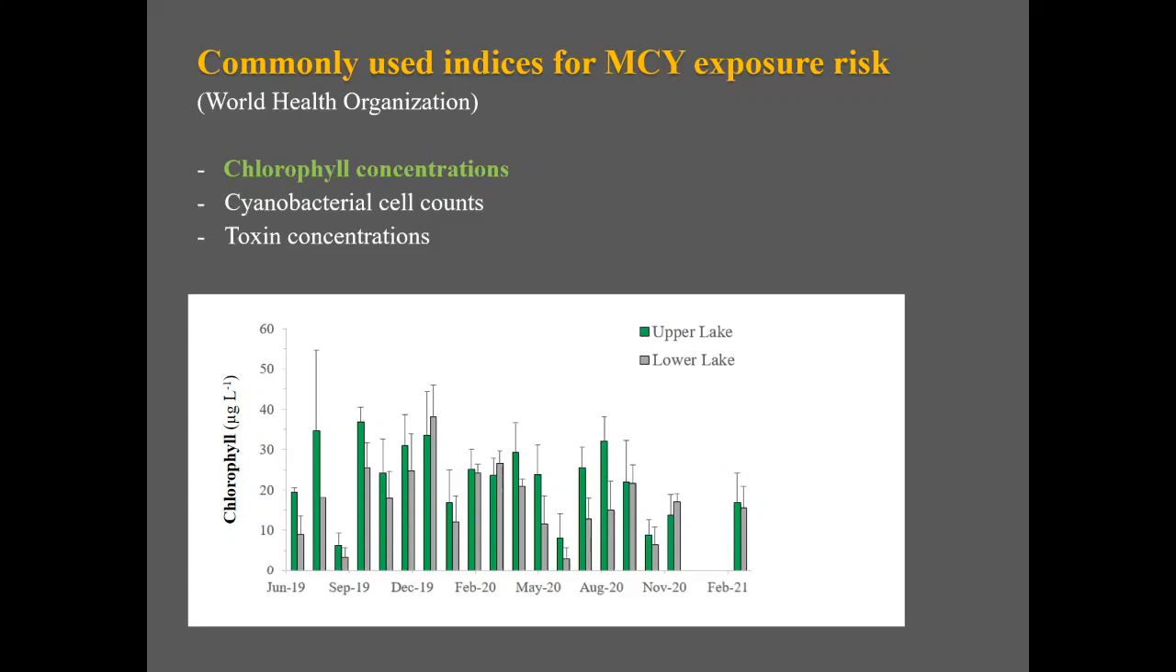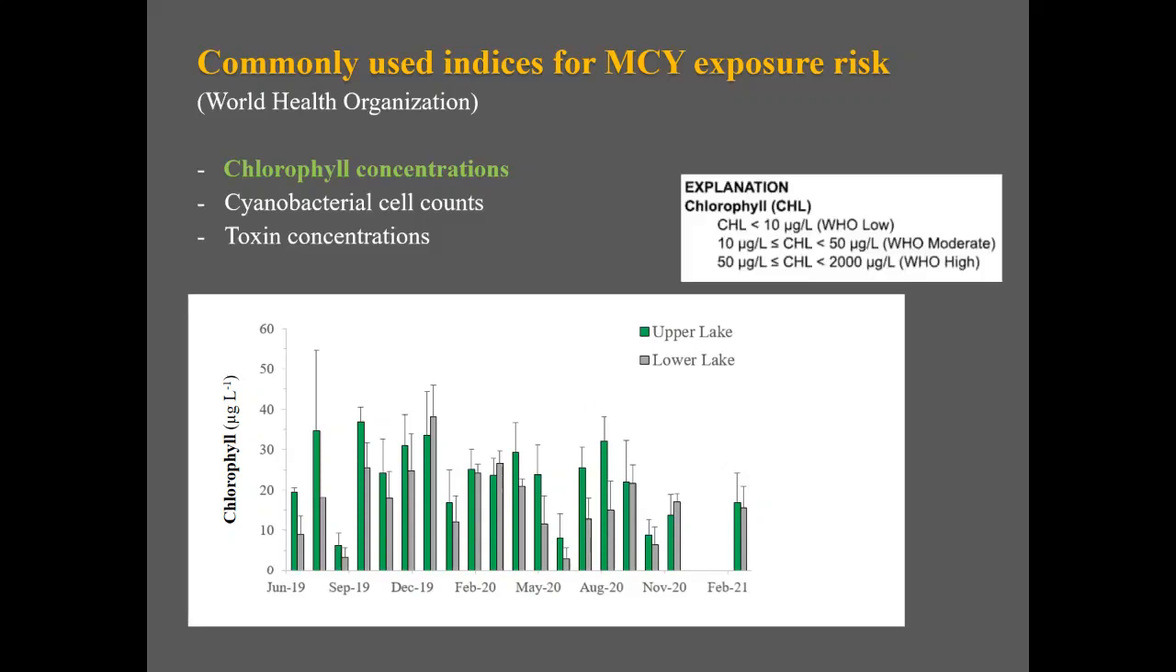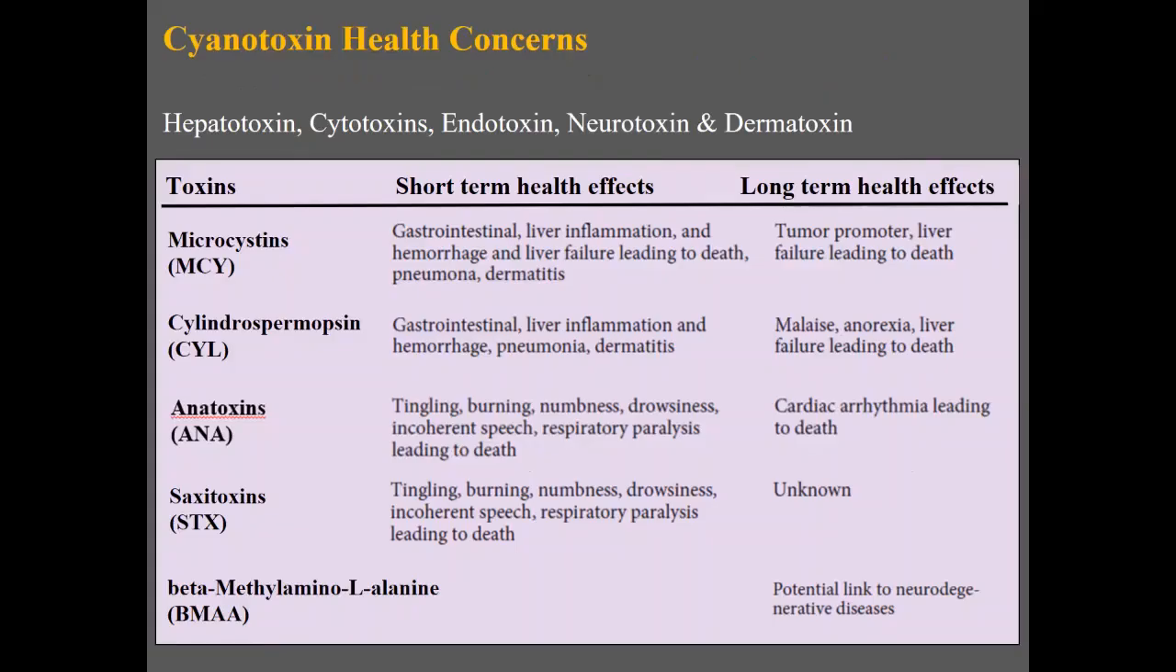Based on these metrics, you see right down here the chlorophyll concentrations in the upper and lower Falls Lake, as an average over several stations with the standard deviations over our project period. If you overlay the WHO categories on these chlorophyll concentrations, we would find ourselves within the category of moderate exposure risk to microcystin based on chlorophyll. Microcystin is, however, not the only toxin that is commonly cited in these systems. We also have cylindrospermopsin, anatoxin, saxitoxin, and BMAA, and all of these can have short or long-term health effects.